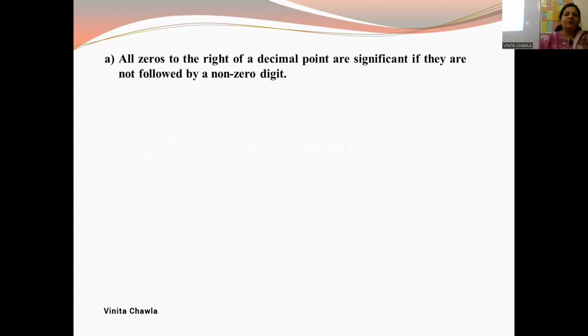All zeros to the right of a decimal point are significant if they are not followed by a non-zero digit. For example, if we have this number, 30.00, it has 4 significant digits. This is the rule. If you put 4 zeros after this, then the number of significant digits will increase.